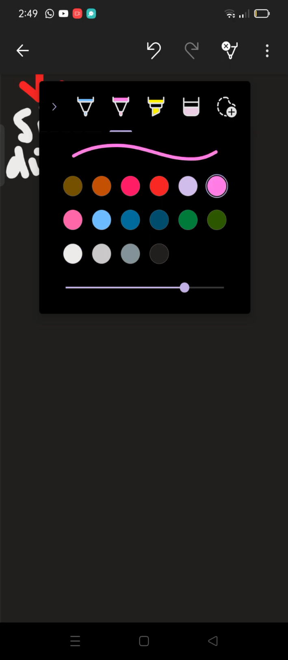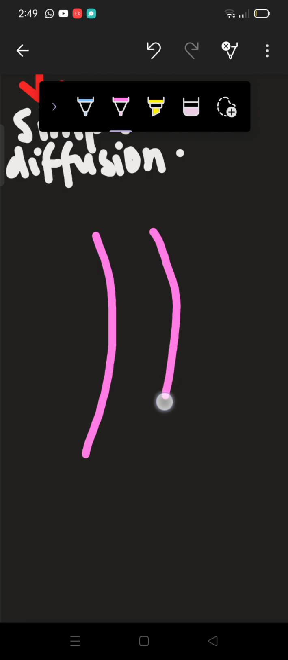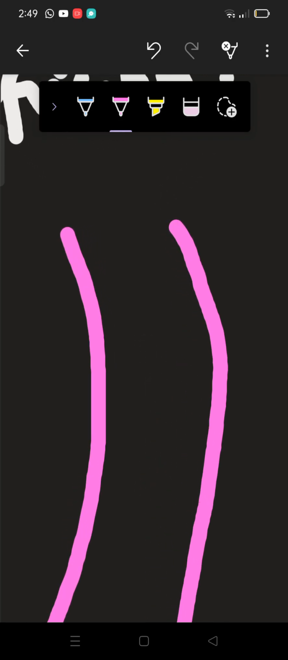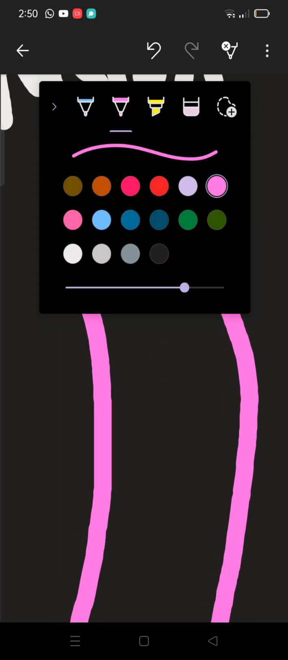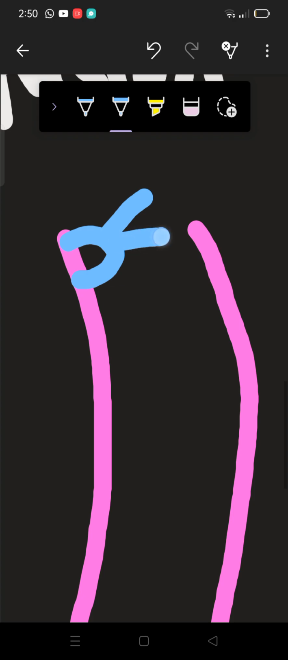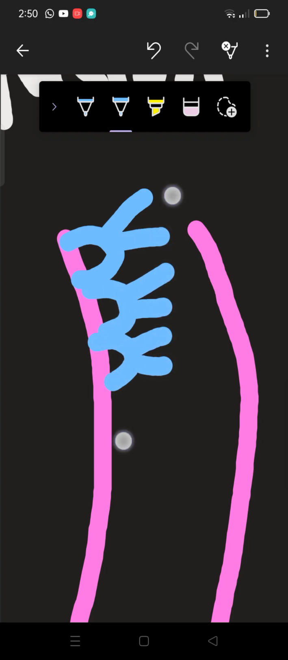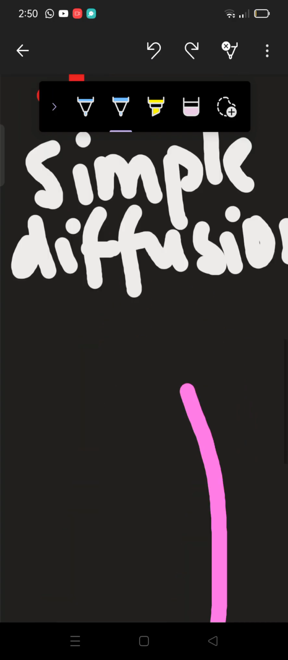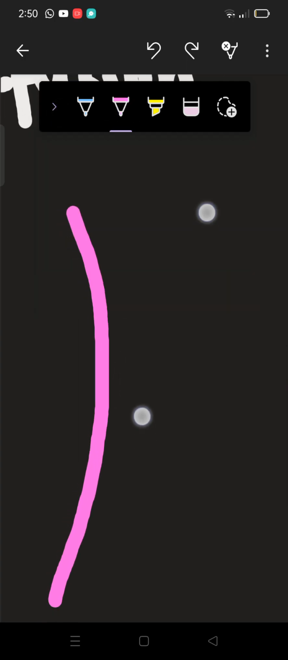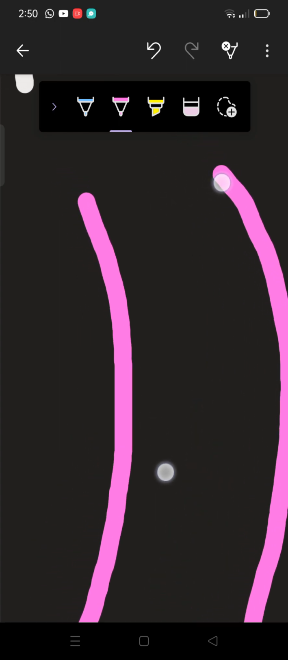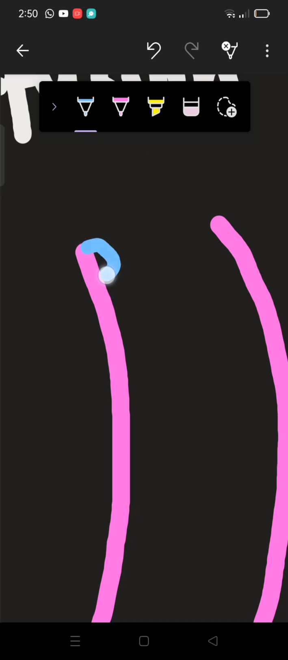Let me change the color. This is the cell membrane, and we know that our cell membrane is a bi-phospholipid layer. There are two layers of phospholipids. Here I am going to make the lipids and the phosphates. Since phosphate is hydrophilic, it is placed on the outside, and lipids are hydrophobic, that's why they are placed inside.